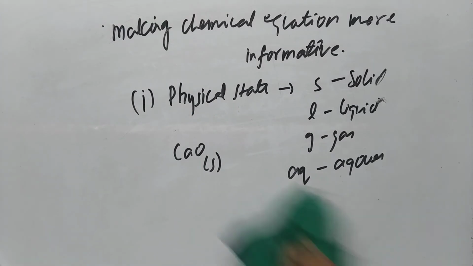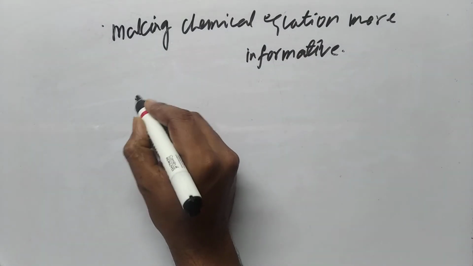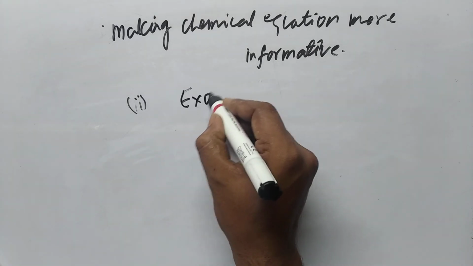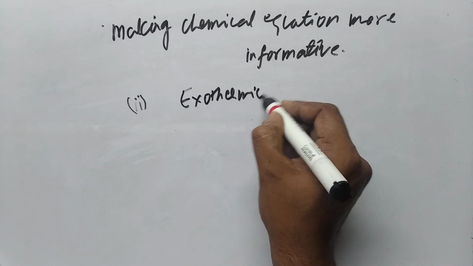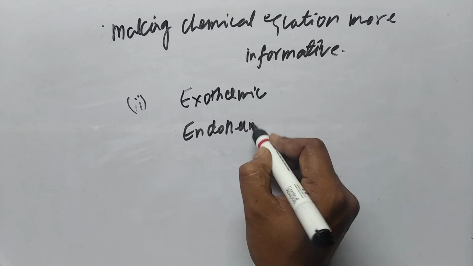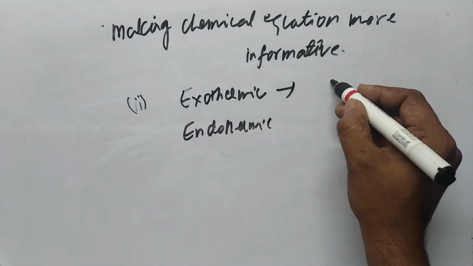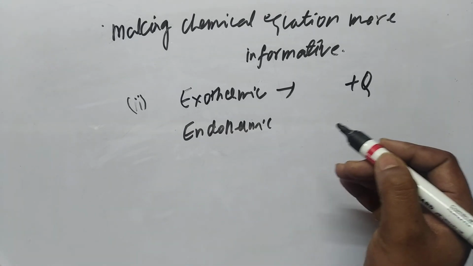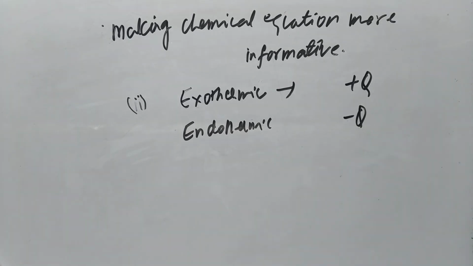The second one is, in a chemical reaction, if heat is released, it is known as an exothermic reaction. Whenever heat is absorbed, it is an endothermic reaction. Whenever heat is released, at the end of the product you have to write plus Q, or whenever heat is gained, we write minus Q. So this is the second one, expressing the heat changes.